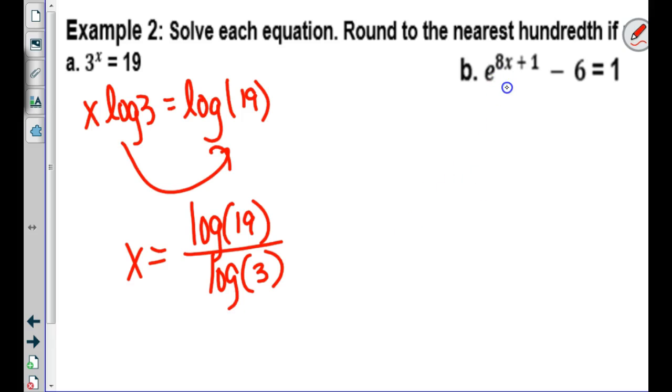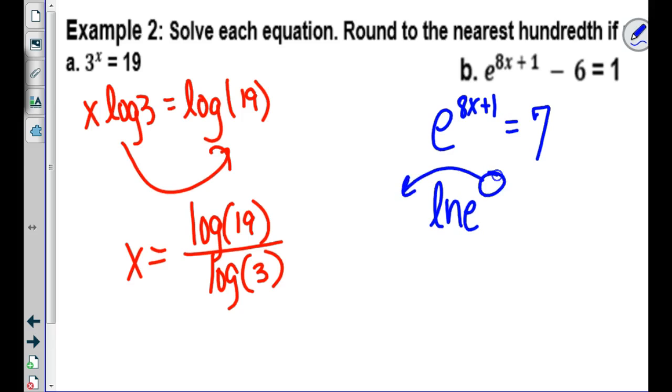Algebra 1 brain first over here. What do we do first? Okay, we add the 6 and get 7 over there. Then what? Now we have to do the natural log of both sides because the x is in the exponent. Now, as soon as we do the natural log of e, this whole exponent can go out front.